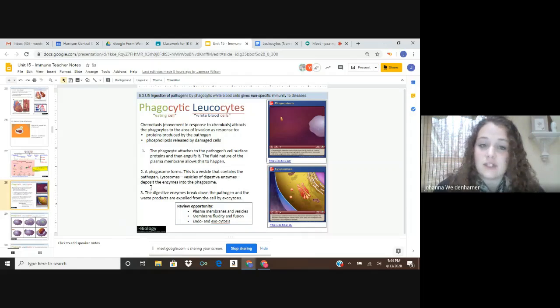And those enzymes are going to deposit into this phagosome and help break down and defeat the pathogen that has just been engulfed. And third, those digestive enzymes from the lysosome are going to break down the pathogen, and the waste products are going to be expelled from the cell by exocytosis. So here's the pathway that the phagocyte and the pathogen will take when that pathogen invades the body.